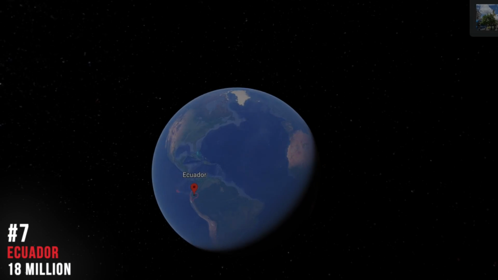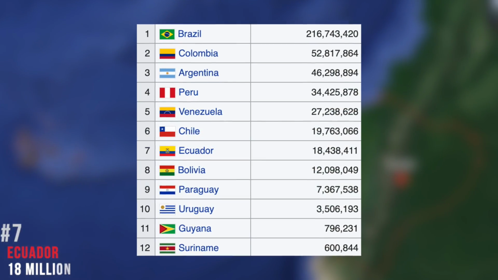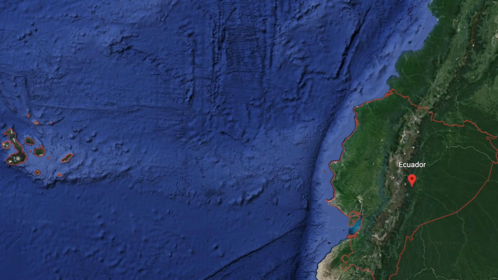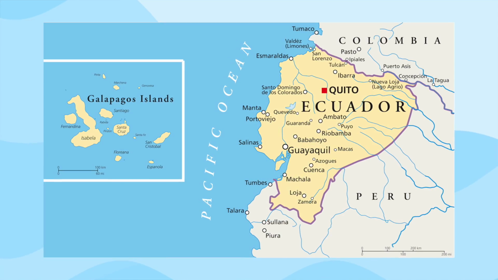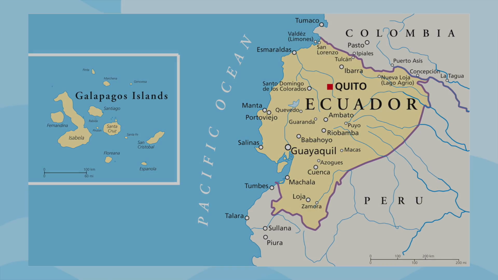Number 7. Ecuador, 18 million. Ecuador is the 7th most populated country in South America and the 66th most populated in the world. The equator pretty much runs straight through Ecuador's capital, Quito, and the very famous Galapagos Islands.